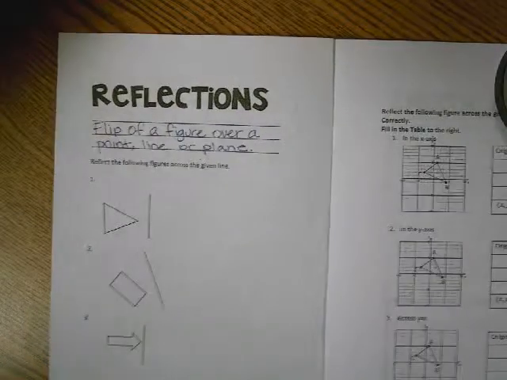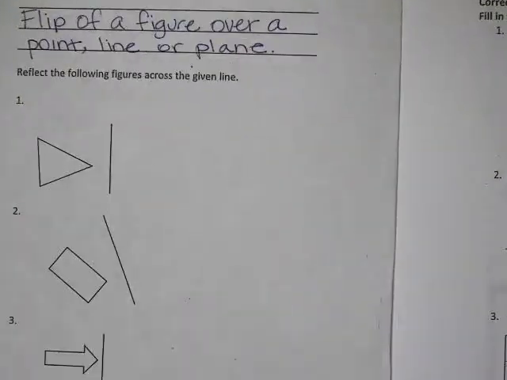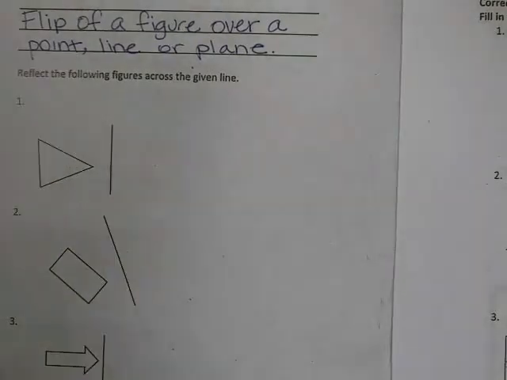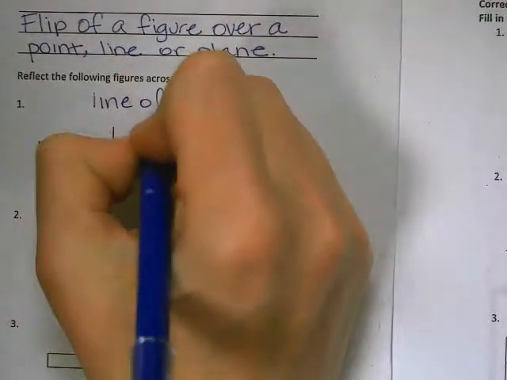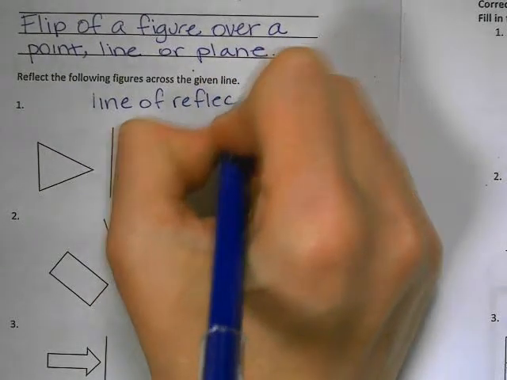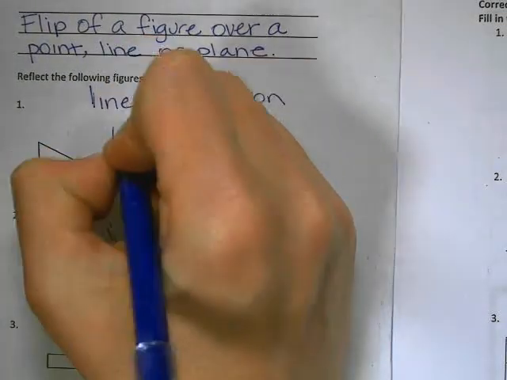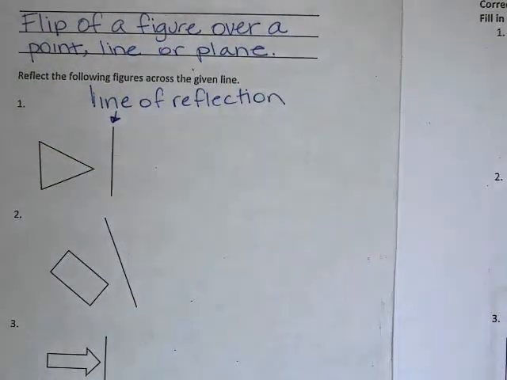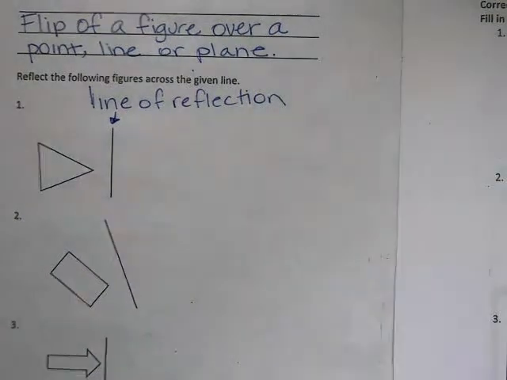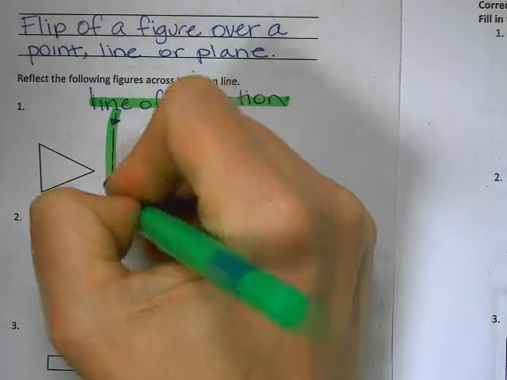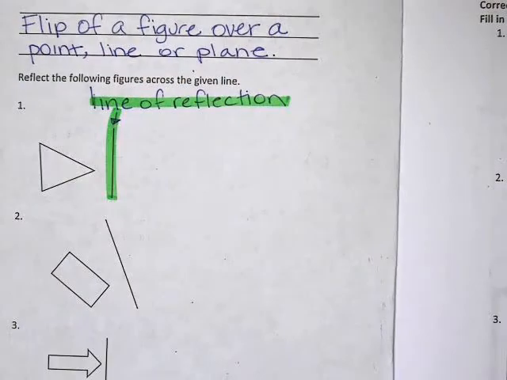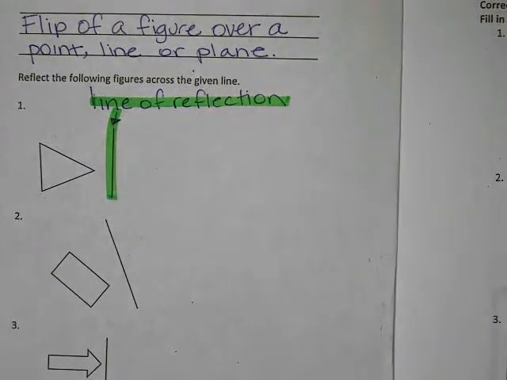So if you look at number 1, we're going to flip number 1 over. This right here is called a line of reflection. So we are going to flip this triangle over this line of reflection.